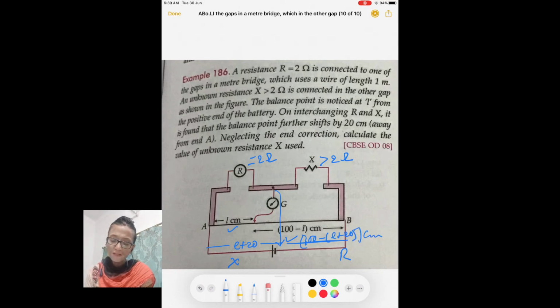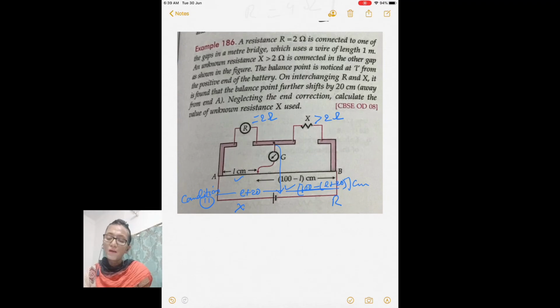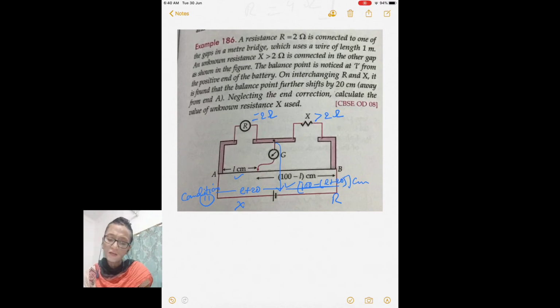So we have two conditions. This is the second condition, and here we have the first condition. We have to find the unknown resistance X used, and we have two unknowns. Length also is unknown, length is not given and X is not given. So we will be formulating two equations.